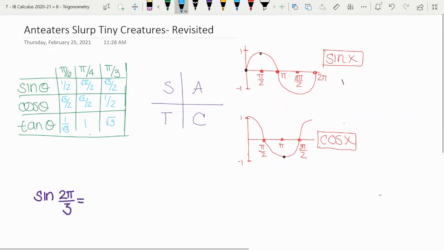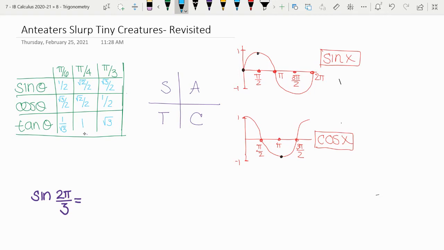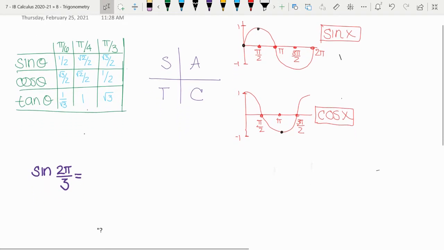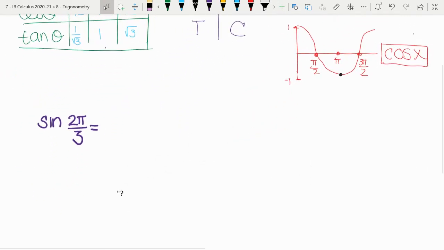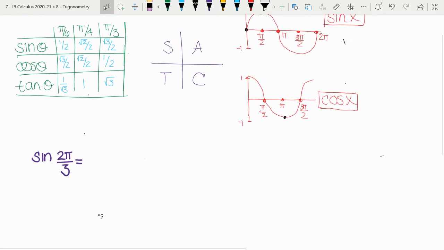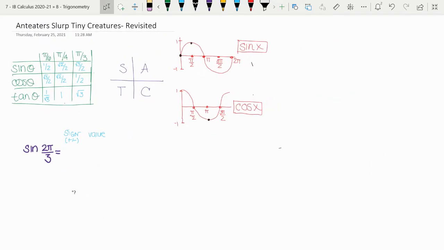Anteaters slurp tiny creatures is relevant to tell us when sine and cosine are positive in varying quadrants. And then of course, I always like to have my sine graph and my cosine graph here for reference, and we'll talk about that in just a second. All right, so when you're answering a question like, what is the sine of 2 pi over 3? You have two things that you need to get. You need to decide the sign, meaning is it going to be positive or negative? And then the other thing we have to decide is the value. So without further ado, let's just get started.